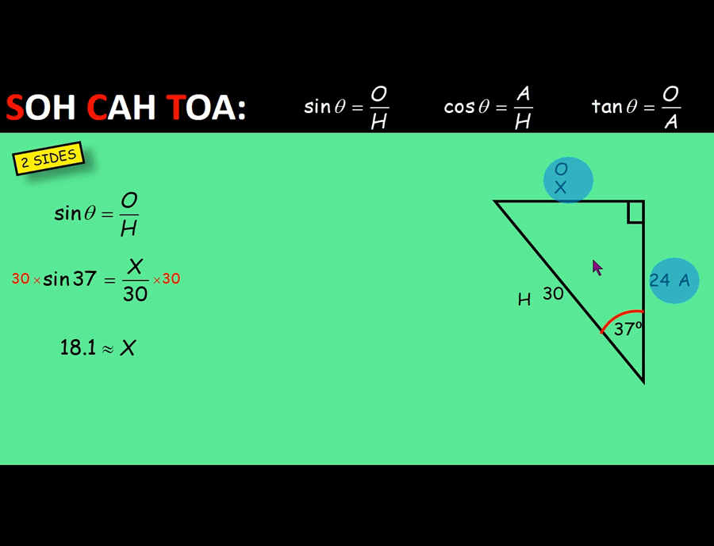But what if instead we wanted to use the 24, the adjacent side? No problem. We're still using the 37. We still got x as our opposite, but now we are on opposite and adjacent. That's going to be tangent. So we'd say the tangent of our angle is opposite over adjacent. Plug in the x, the 24, and the 37, and then solve for x by multiplying both sides by 24. We end up getting the same answer.